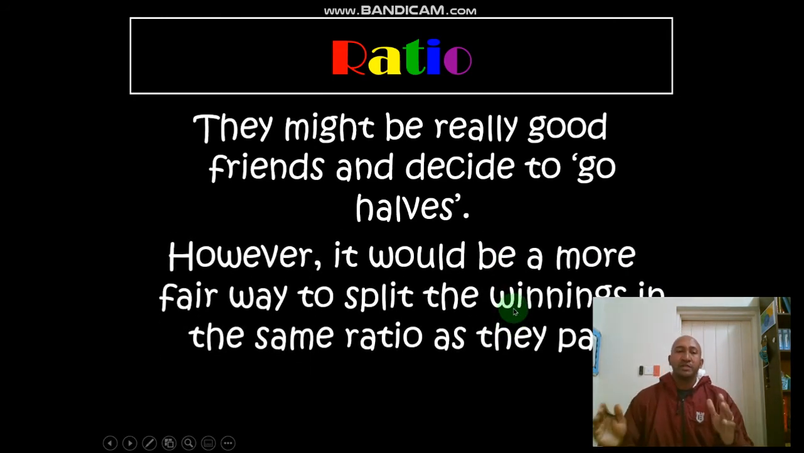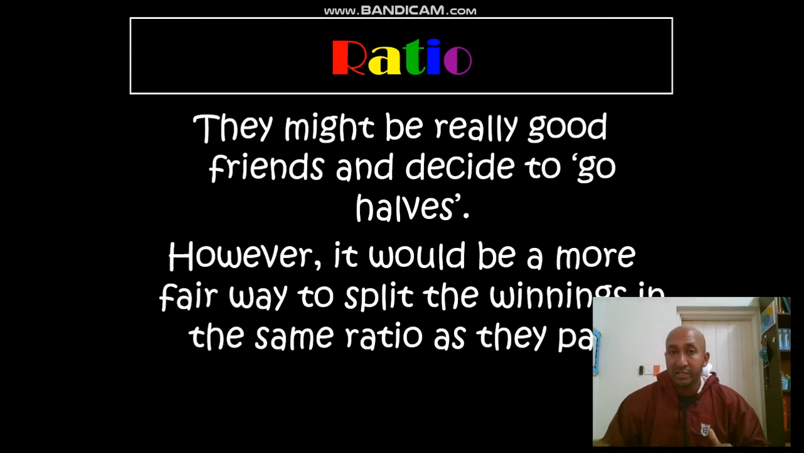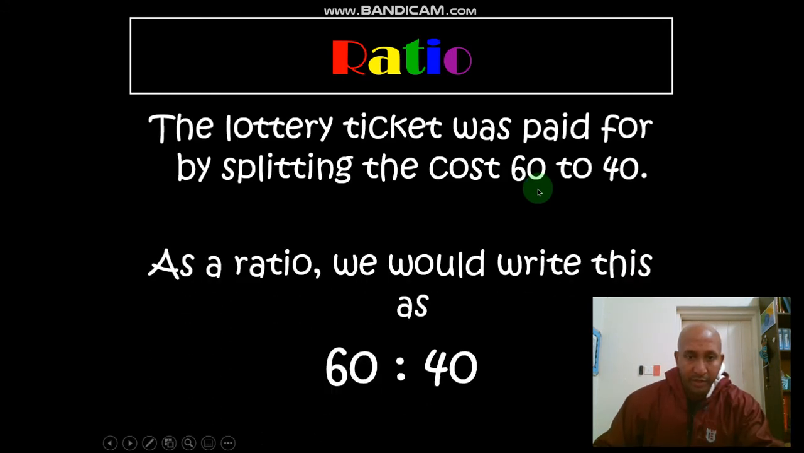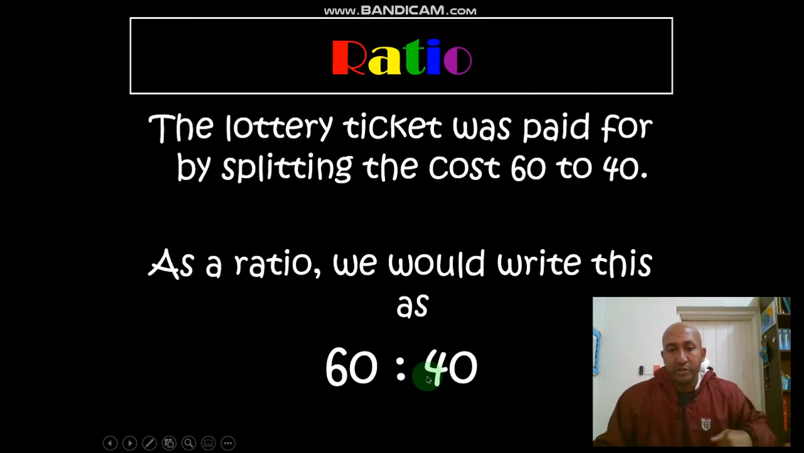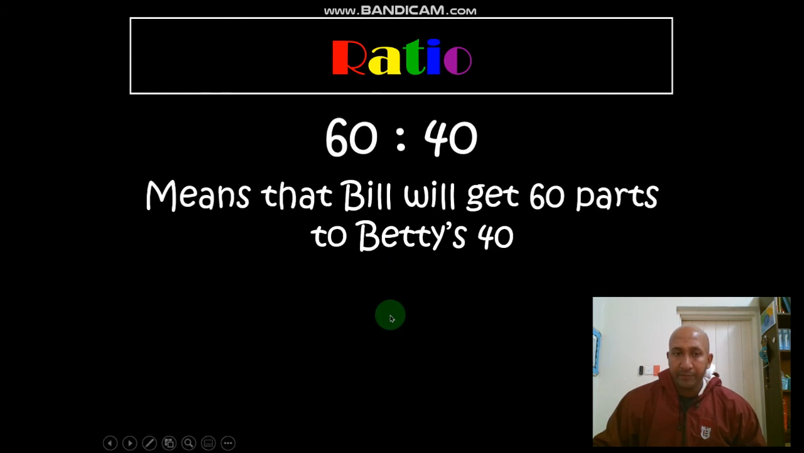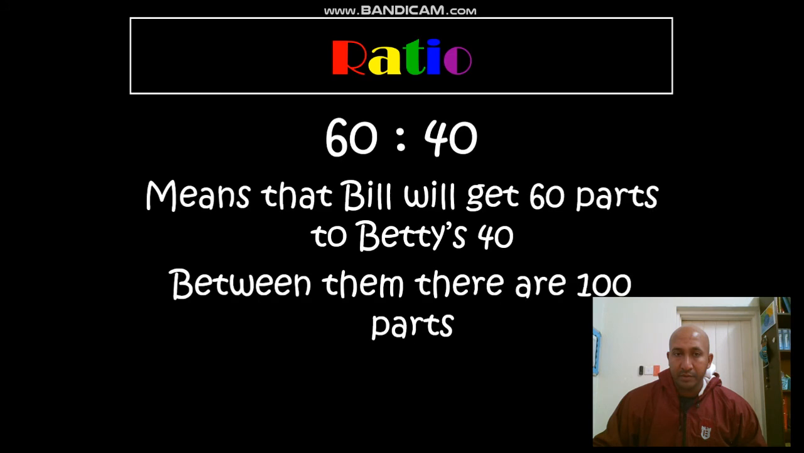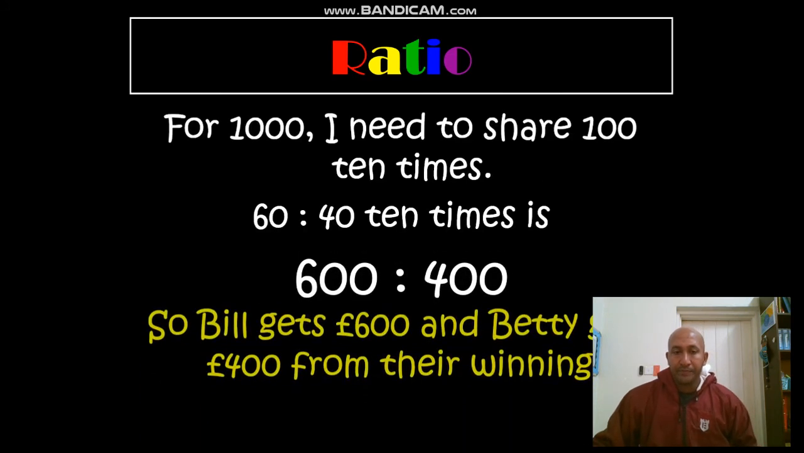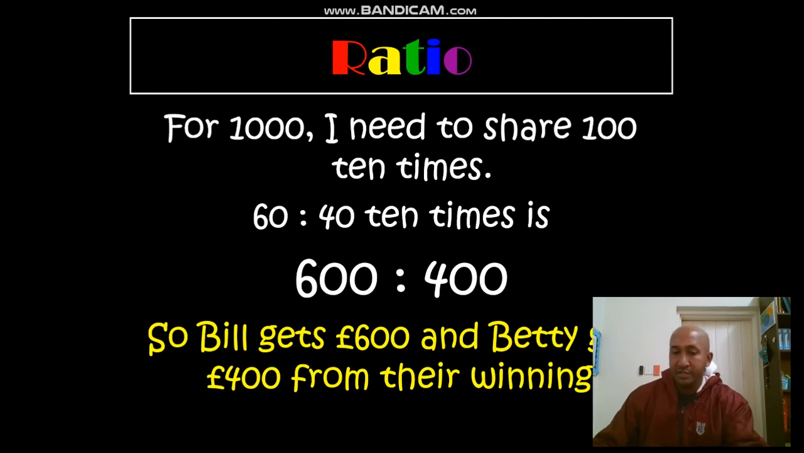It would be fair to split it according to the ratios and the proportions that they had given. We see that Bill gave a share of 60 cents of the ticket, and Betty gave a share of 40 cents of the ticket. They had a ratio, and Bill's and Betty's ratio is going to be 3 to 2. So here we've got our ratio as 60 to 40. Remember that you can still bring this down to its lowest terms before you start to work it out. It does help you not work with the larger numbers.